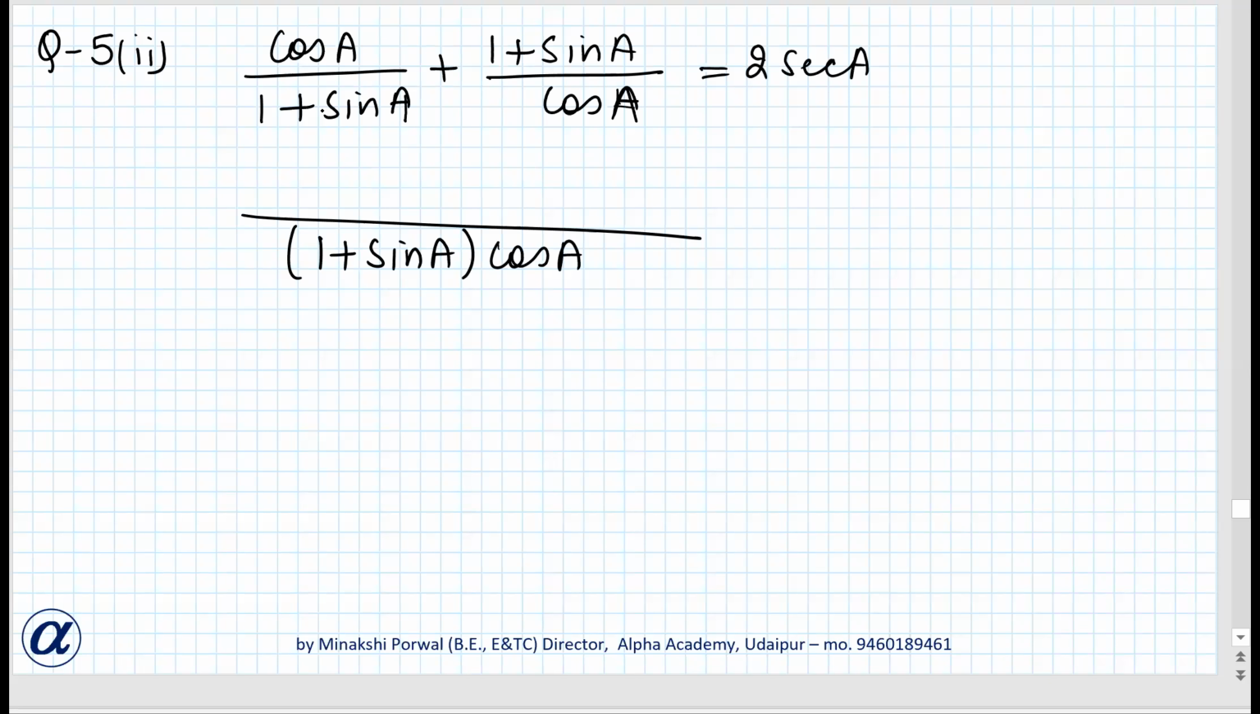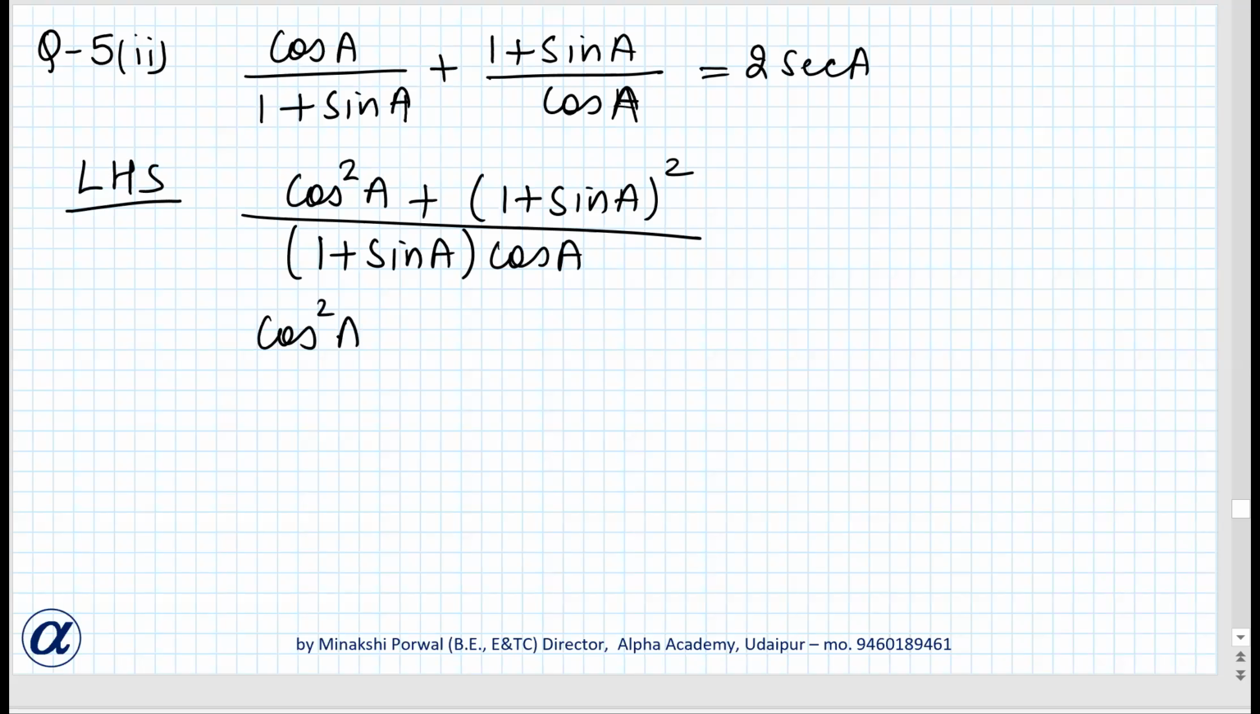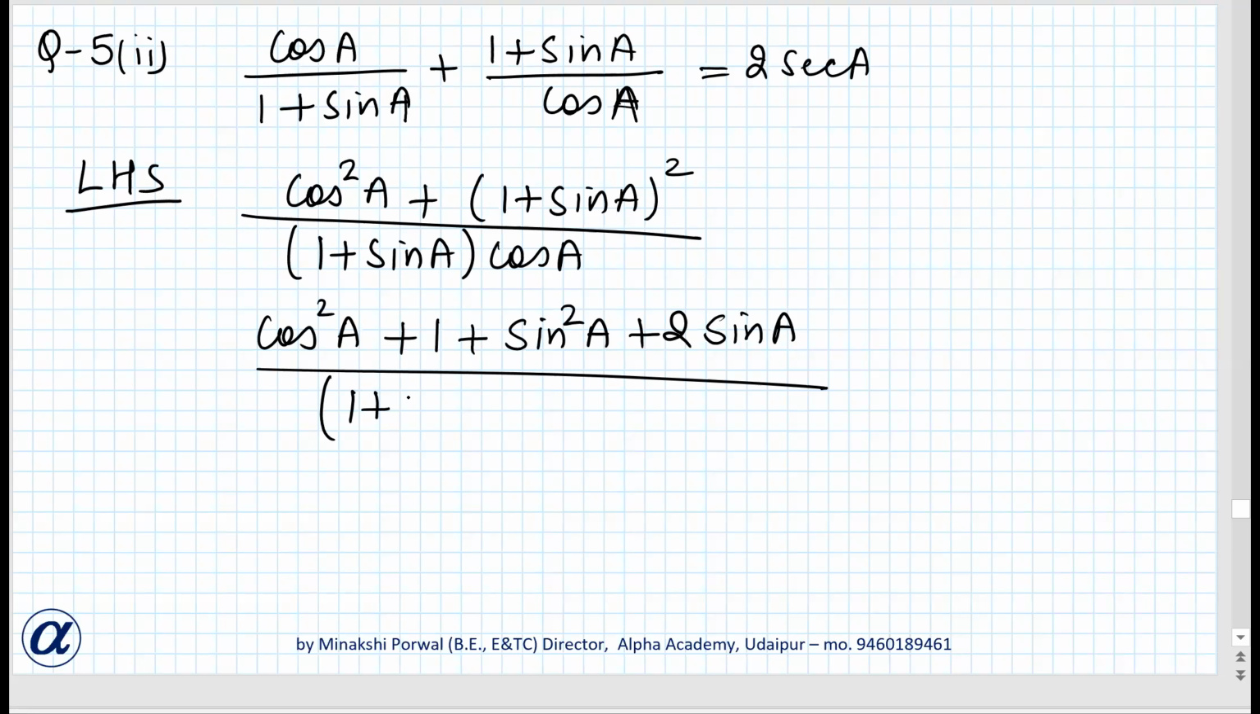If I divide 1 plus sin A by 1 plus sin A, only cos A is left. So it is cos square A. Cos A divided by this is 1 plus sin A the whole square. Okay. This is LHS. Now it is cos square A. Here we'll put the identity of A plus B the whole square. Okay. So A square plus B square plus 2AB, upon 1 plus sin A into cos A.